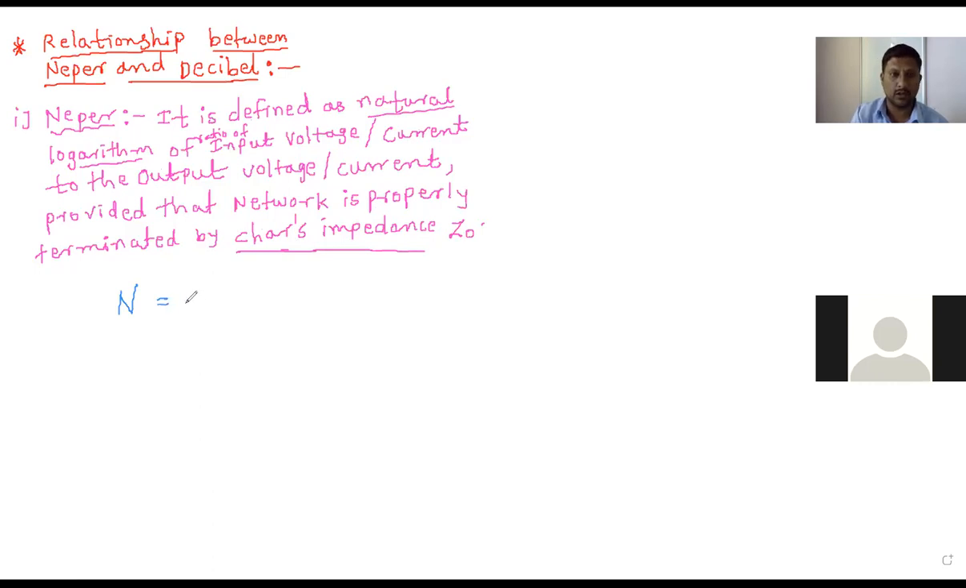N is equal to the natural logarithm, log of E, of the ratio, taking the mod, of input voltage V1, because at port 1 we are considering the input port, divided by the output port voltage V2, because port 2 is the output port. You can also write it like this: N is equal to the natural logarithm of the ratio of input current I1 divided by output current I2. So both are acceptable.